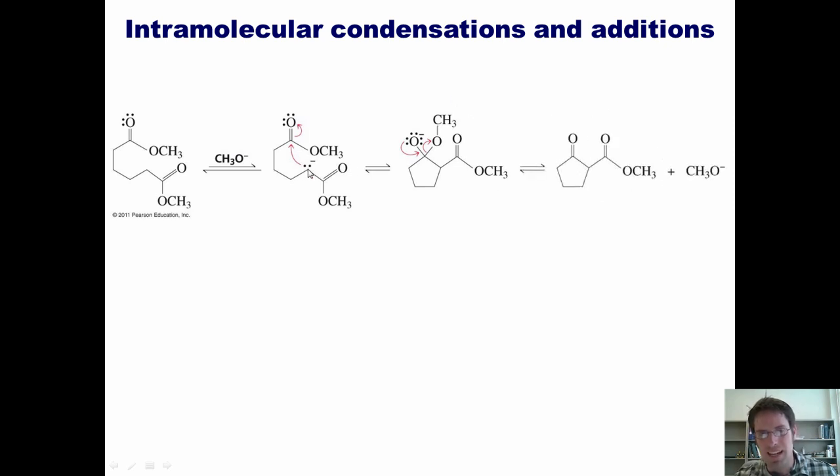You can see that by condensing onto another ester inside a molecule, this is an intramolecular condensation, I ultimately end up with a cyclic product as shown here. This reaction is called the Dieckmann condensation.